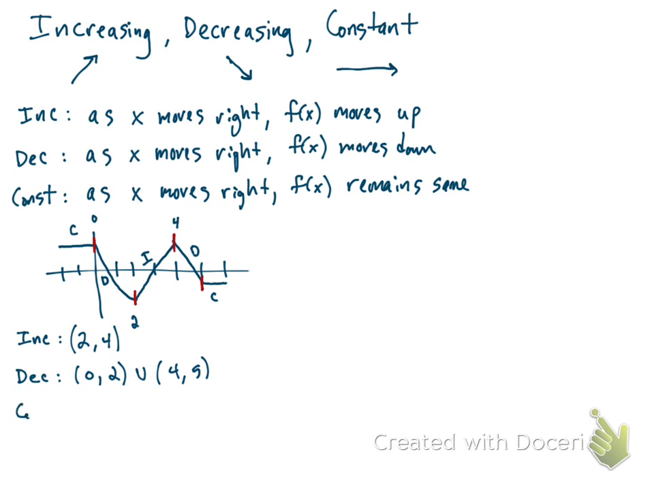And then our constant zone. So anywhere where it's flat. It looks like it starts at -2 and goes to 0 for its constant zone. And then it looks like from 5 to 6? I think that sounds about right.